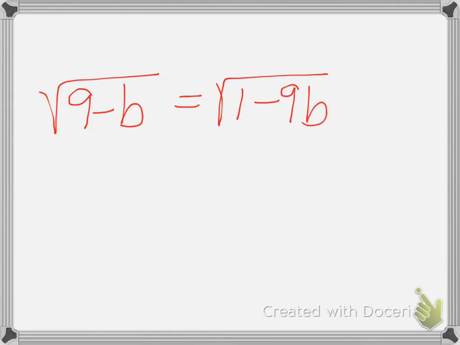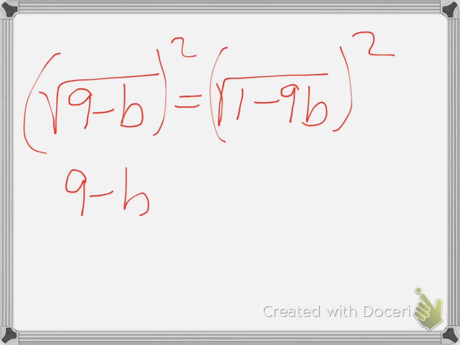So now there's a radical on both sides, so I'm going to square both sides. That's going to give me 9 minus b equals 1 minus 9b. I'm going to get all my b's to one side and all my numbers to the other, so I'm going to add b here.